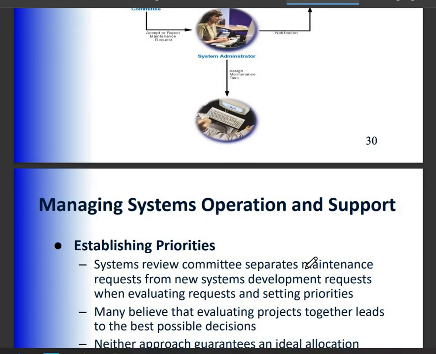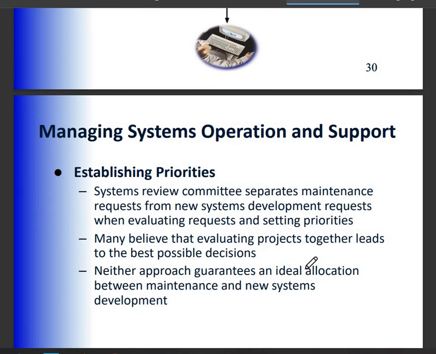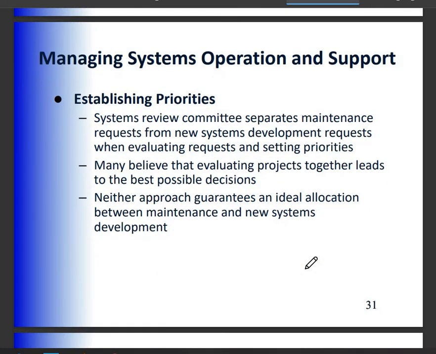Alright. Okay. And then, kita perlukan establish the priorities lah. So, bila kita nak establish priorities, usually kita akan ada system review committee. Okay, dia yang akan evaluate the request. Dia yang akan split request mana yang perlukan immediate attention dan request mana yang kita boleh KIV dahulu.